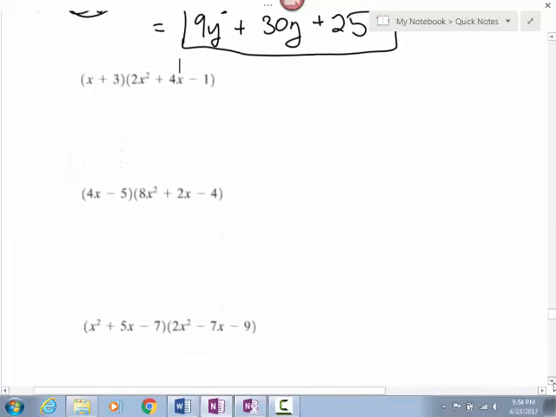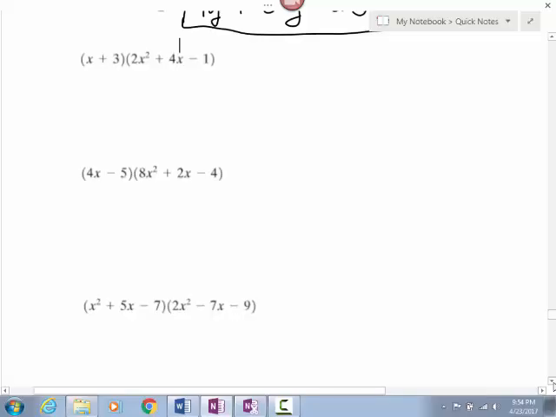Okay, so if you notice the next problems here, they even have more terms. So we're still going to be using the distributive property. We're just going to use it multiple times here. So I'm going to go really slow. 1, 2, 3. Okay, so x times 2x squared should give us a 2x to the third. x times a plus 4x is a plus 4x squared.